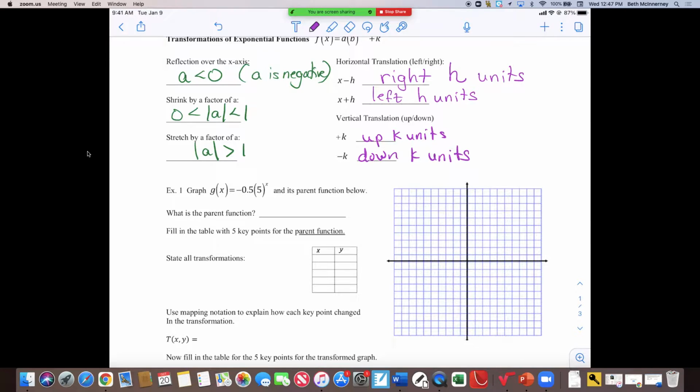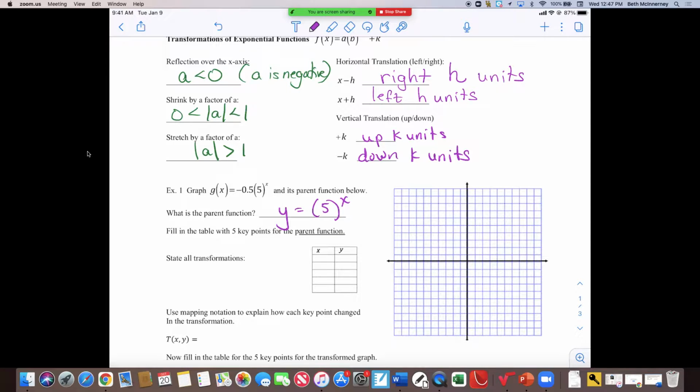All right, so let's do a couple of graphs together. In example 1, g of x equals negative 0.5 times 5 to the x. All right, what is the parent function? What would be the parent function? Yeah, Sydney? Good job. So y equals 5 to the x.